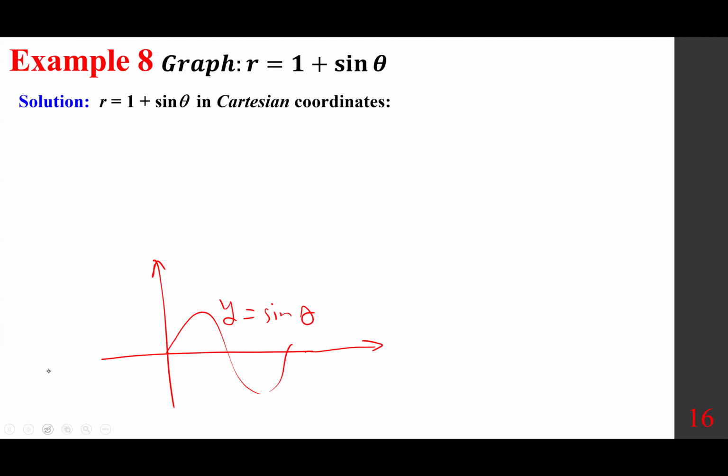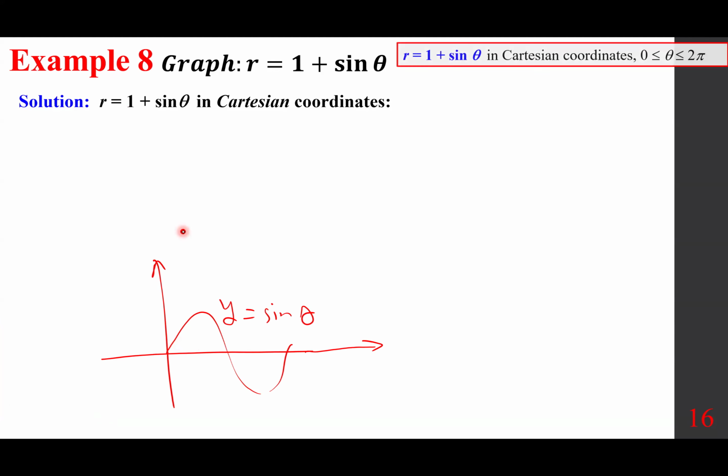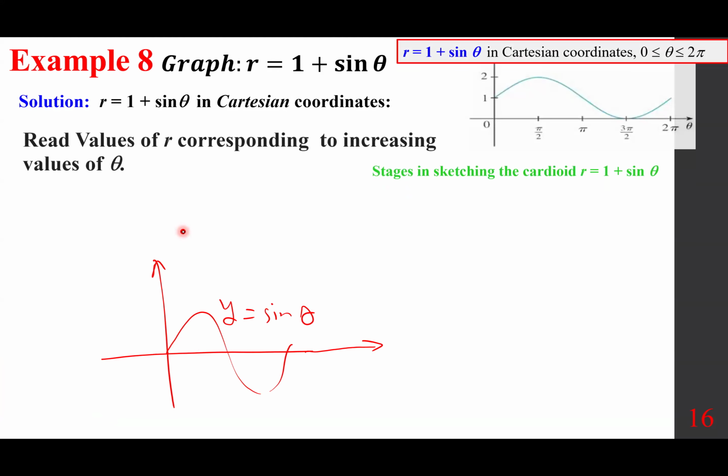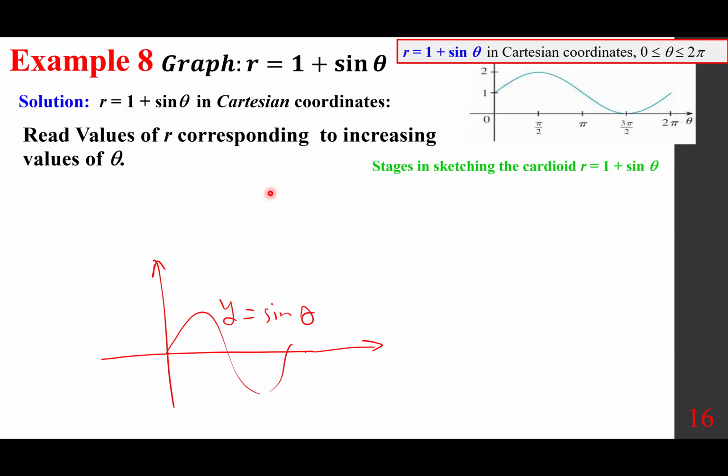And now shift this up by 1 unit. We're going to go just from 0 to 2 pi, and it looks like that. So shift this up by 1 unit. This is what you get. So we're going to look at the stages in sketching the cardioid r equals 1 plus sine theta, because it ultimately becomes what is known as a cardioid.